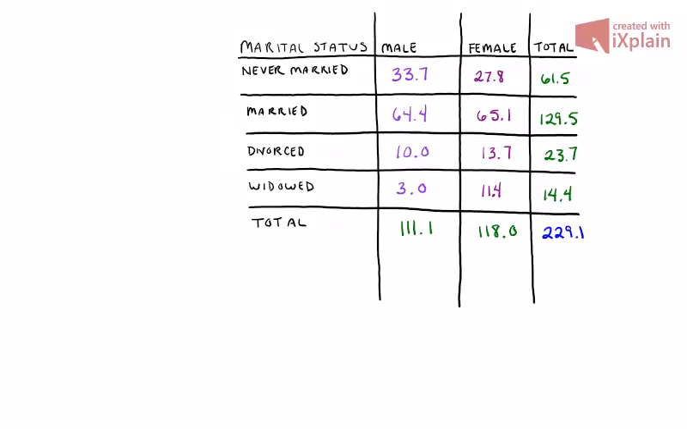Hi everyone, welcome to part 2 of lesson 5.1.2, marginal, joint, and conditional probabilities. We're going to now investigate joint probabilities, and we're still going to be working with the same census data that we had used for the marginal probabilities that we were looking at.